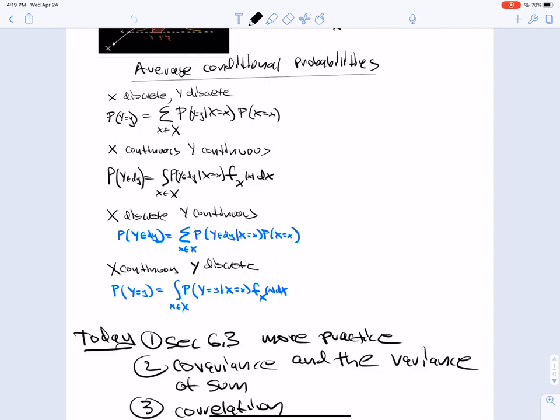If x is discrete, then instead of an integral, you have a sum and a probability mass function. Y continuous, in that case, we have y and dy. And if x is continuous, then we have an integral and a density. And y discrete, we have Y equals y.